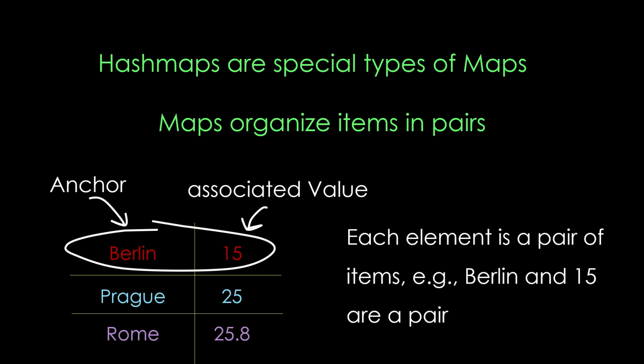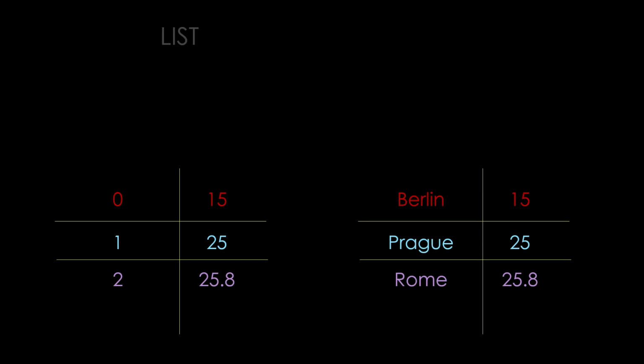For example, using the case of storing max temperature of cities, each pair of items will have a city as the anchoring item and its max temperature as the associated value. There will be as many pairs as the number of cities' temperatures we would like to store in a map. The anchoring items are similar to indexes in a list.